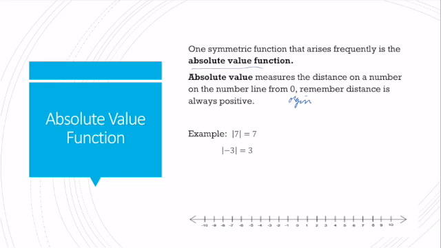Distance is always positive. So for example, the absolute value of 7 is 7, because if I go to 7, it is 1, 2, 3, 4, 5, 6, 7 away from the origin. And the absolute value of negative 3 is 3, because if I go to negative 3, it is 1, 2, 3 away from the origin.